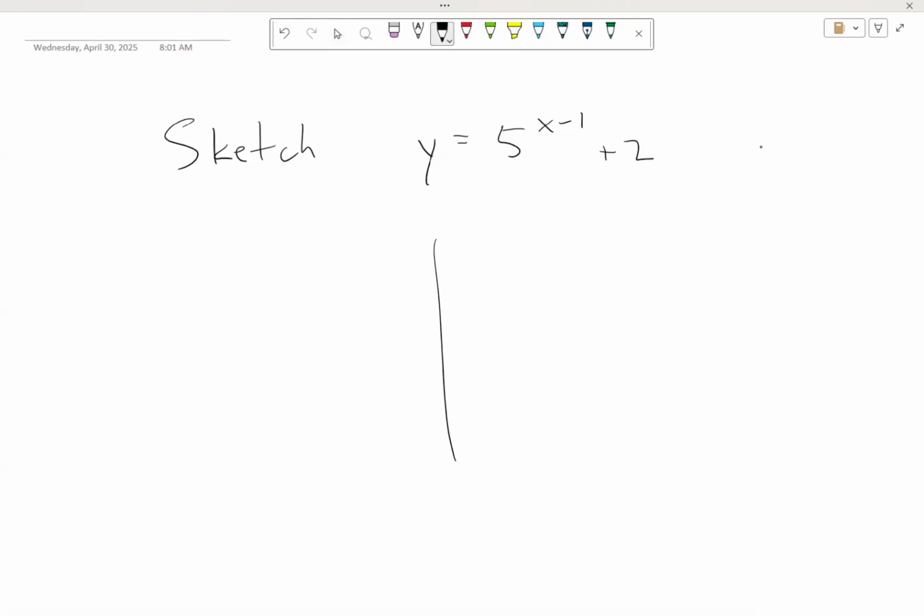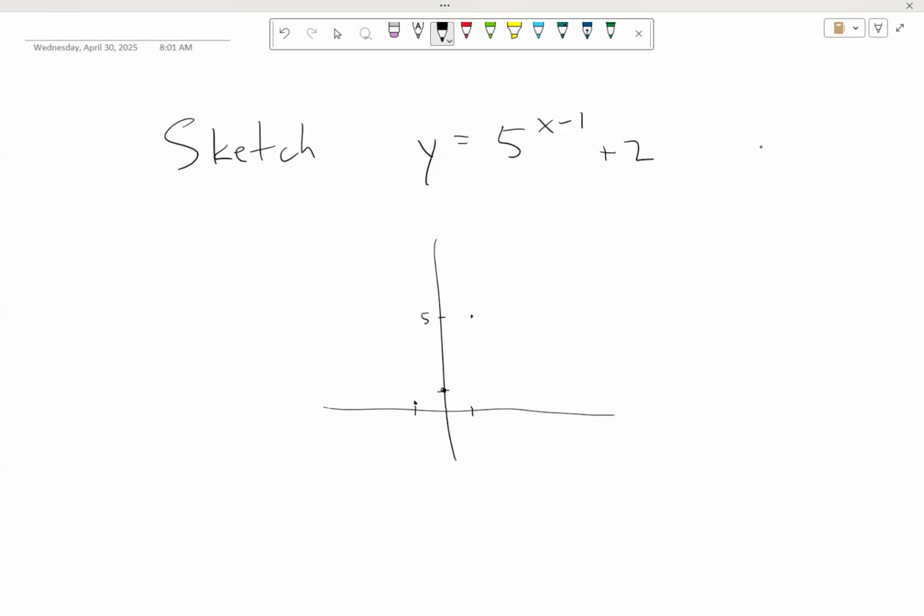Okay, sketching this, we recognize that this is what kind of function? How many points do I want to see? 3 points from the parent graph. I want to see (0, 1), (1, 5), and (-1, 1/5).